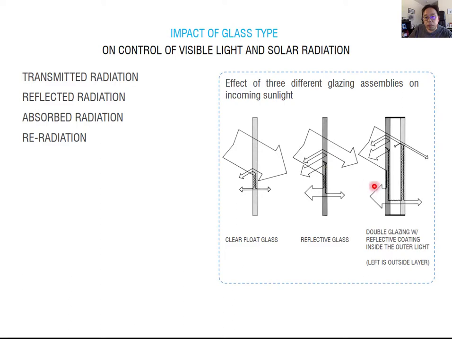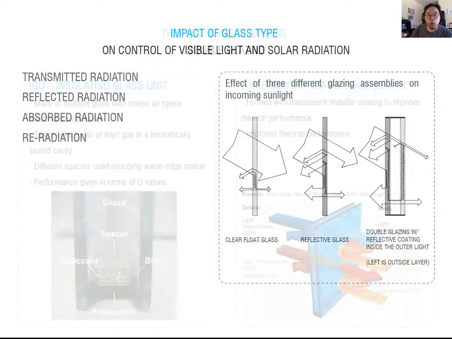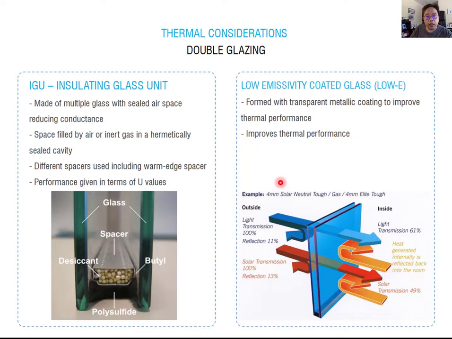So let's look at the double glazing types more. In a double glazing system, we have to consider two techniques. First, IGU, the insulated glazing unit. It is the most common type in double glazing systems, and it is a double or triple glass window panel separated by gas or vacuum, a filled space to reduce heat transfer.